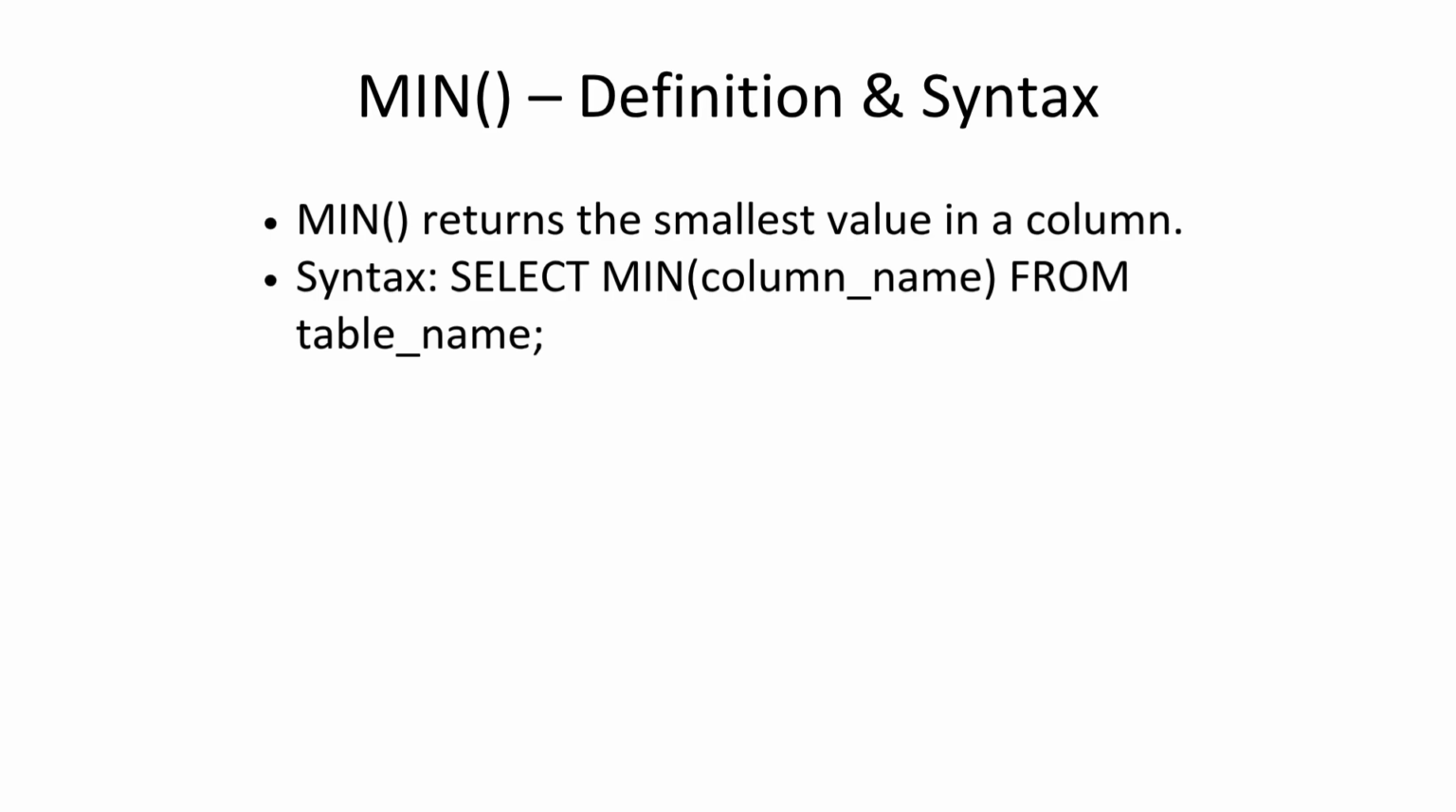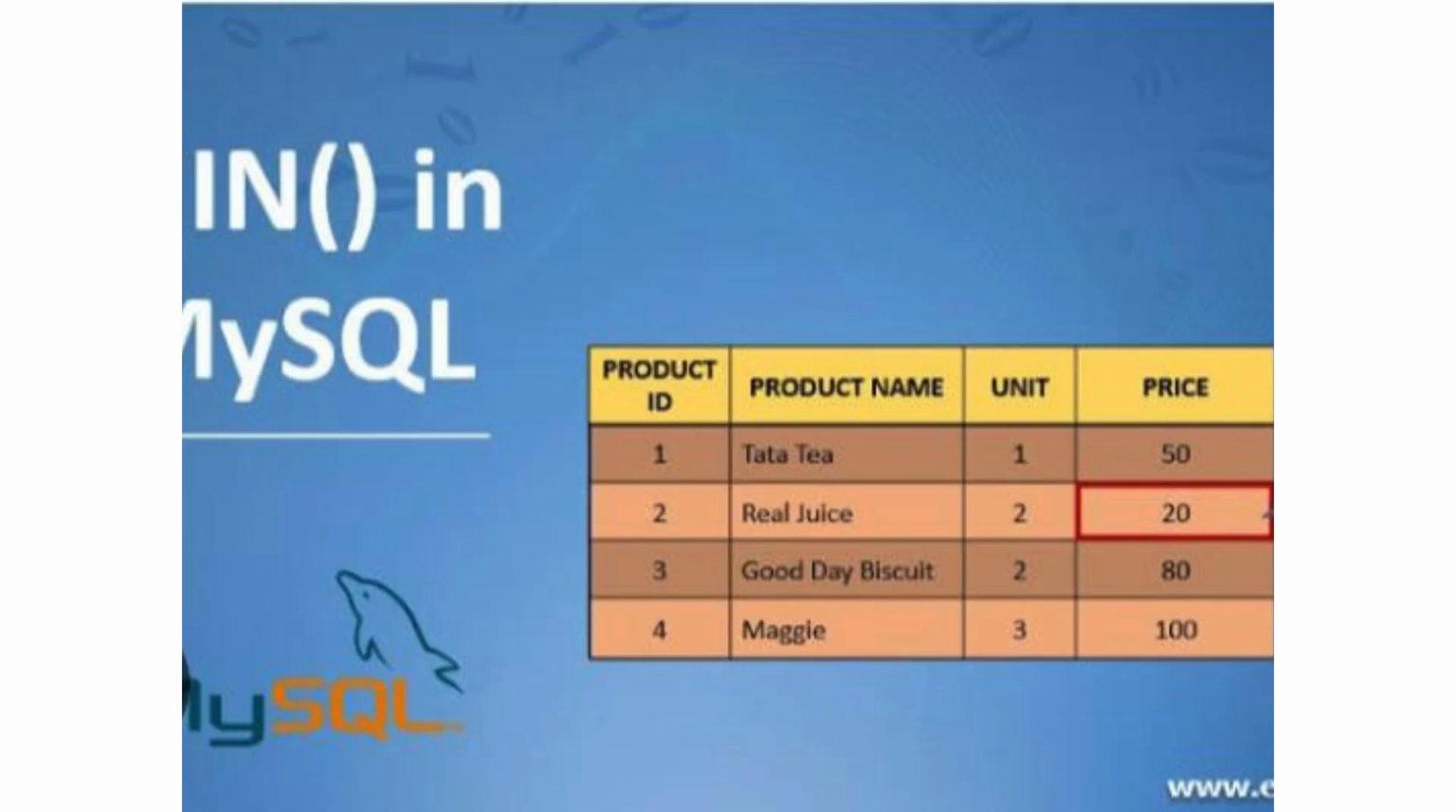Minimum function definition and syntax. Minimum function returns the smallest value in a column. It is often used when you want to know the lowest price, minimum age, or the earliest date. Syntax. Select min in brackets column name from table name semicolon. This helps identify the lower bounds in your data.